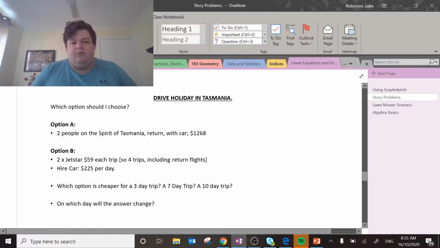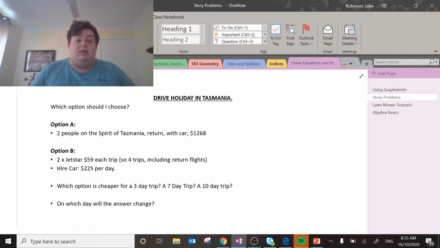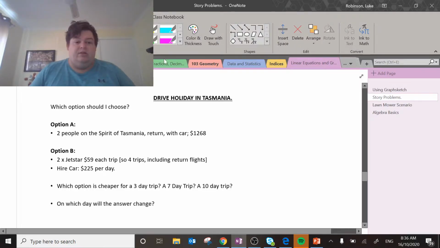Basically, what we're going to have to do is come up with some sort of equation to represent both options, and then the best way is to graph them and see what the difference is. So let's do that. Let's say option A, I'm going to do in black. Now we know that the common form equation is y equals mx plus c. That's what equations usually are.